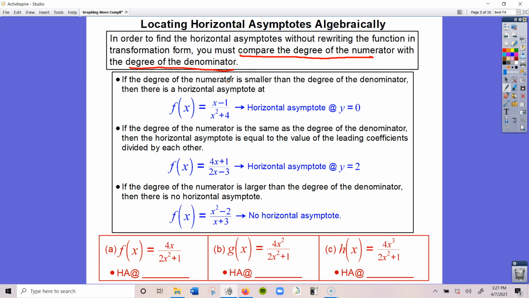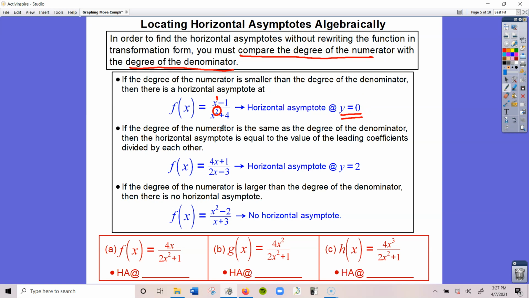If the degree of the numerator is smaller than the degree of the denominator, then that means that there is a horizontal asymptote at y is equal to 0, always. So if you look here at this example, the highest exponent in the numerator is 1. The highest exponent in the denominator is 2. 1 is less than 2. So that means that we have that horizontal asymptote at y is equal to 0.